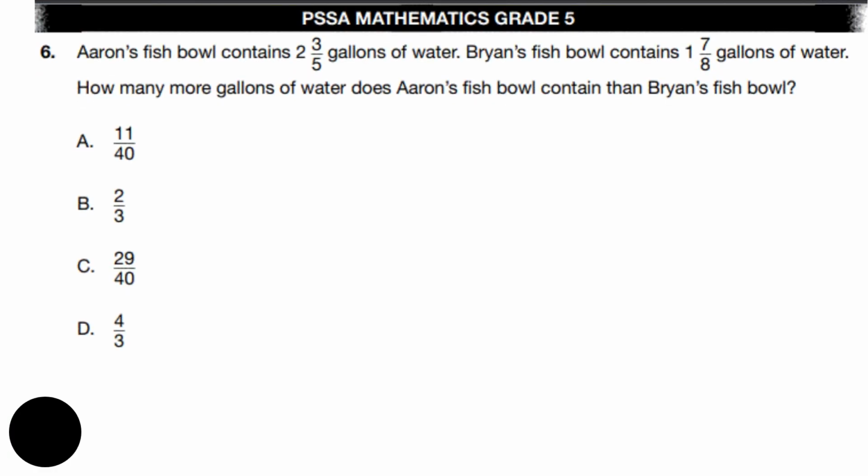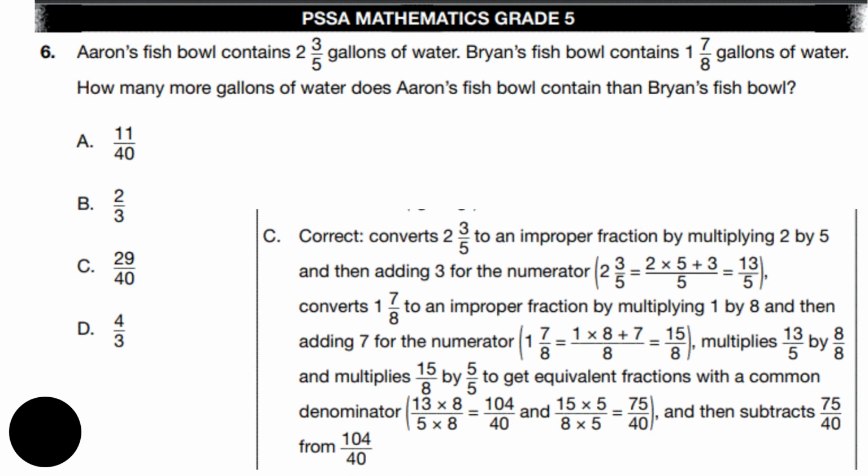Question number 6. Aaron's fish bowl contains 2 and 3/5 gallons of water. Brian's fish bowl contains 1 and 7/8 gallons of water. How many more gallons of water does Aaron's fish bowl contain than Brian's fish bowl? So first, you need to analyze the question.